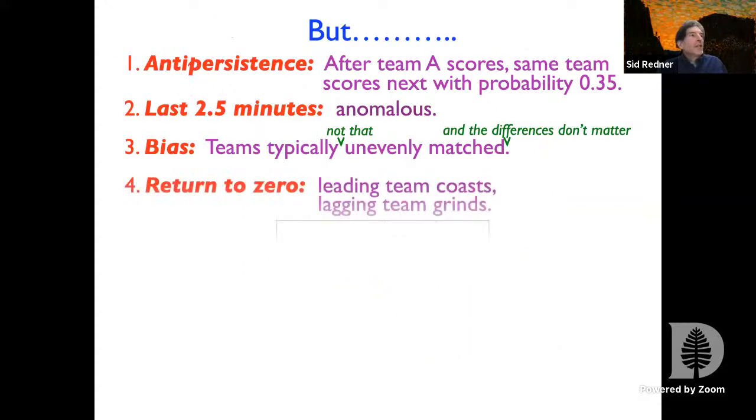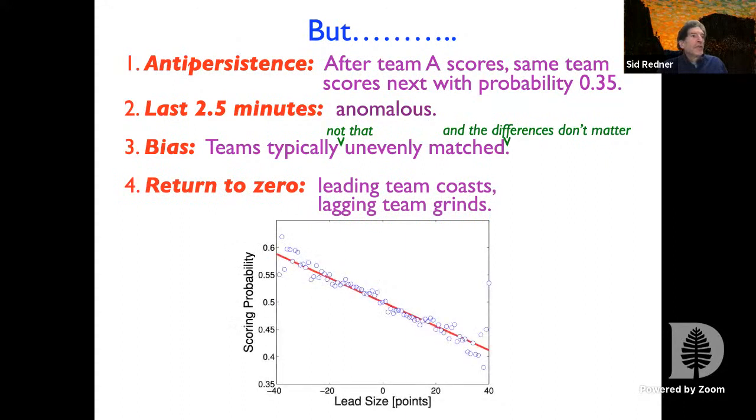So finally, one last point, which is return to zero. If you look at the scoring probability of a team as a function of its lead size, if a team is losing by 40 points, their scoring rate actually goes up. And if a team is ahead by 40 points, well, they put in the substitutes, the team leaders are sitting on the chairs, laughing at the game, their scoring rate goes down. So there is a systematic trend here.